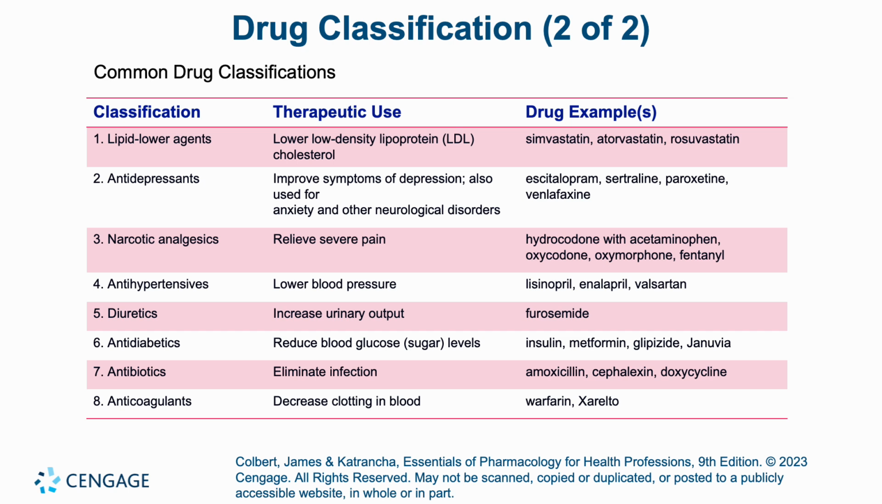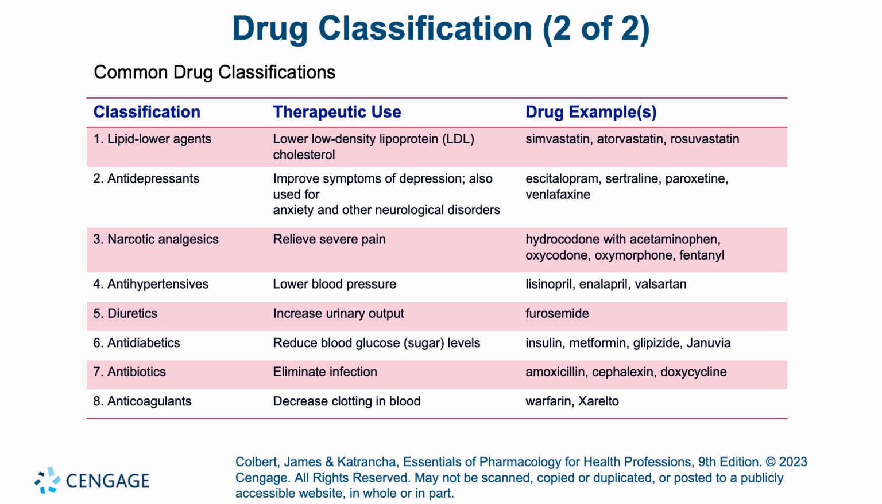The second one is antidepressants. The therapeutic use of antidepressants is to improve symptoms of depression, also used for anxiety and other neurological disorders. Some drug examples of antidepressants are escitalopram, sertraline, paroxetine, and venlafaxine. So these ones you'll see aren't as similar. The last three end in the INE, which is something you may see commonly, but it's not as easy to link them as it is with the statins.